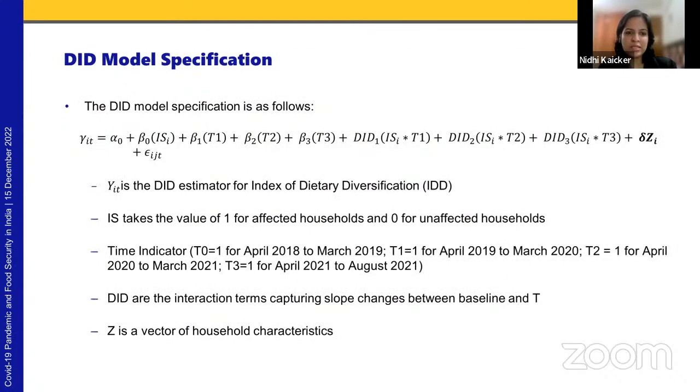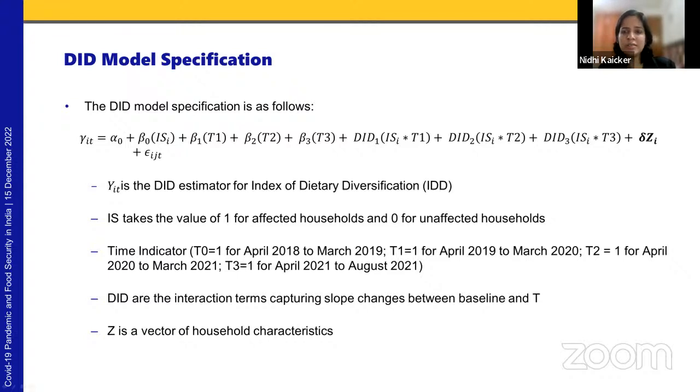So this is the DID specification. Gamma is the DID estimator for the dependent variable IDD. IS is the income shock indicator, which takes the value 1 for those households who receive the income shock. And this captures the difference in outcome between intervention and control groups at the baseline. T1, T2, and T3 are the time indicators. The baseline is April 2018 to March 2019. T1 is for the 12 months ending March 2020. T2 is for the 12 months ending March 2021. And T3 is for the 5 months from April to August 2021.